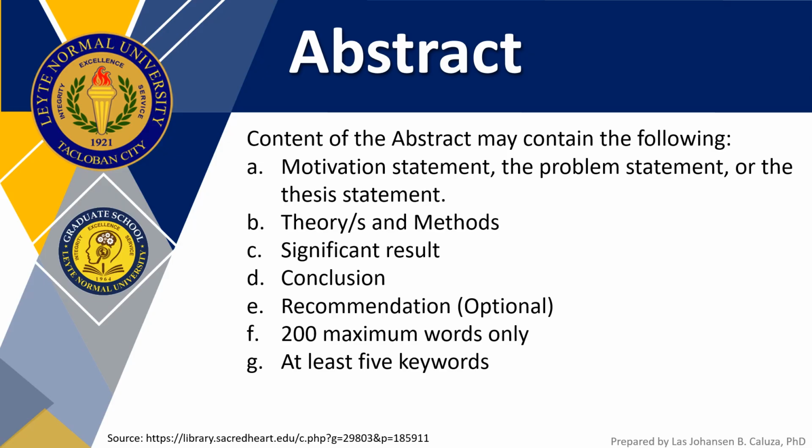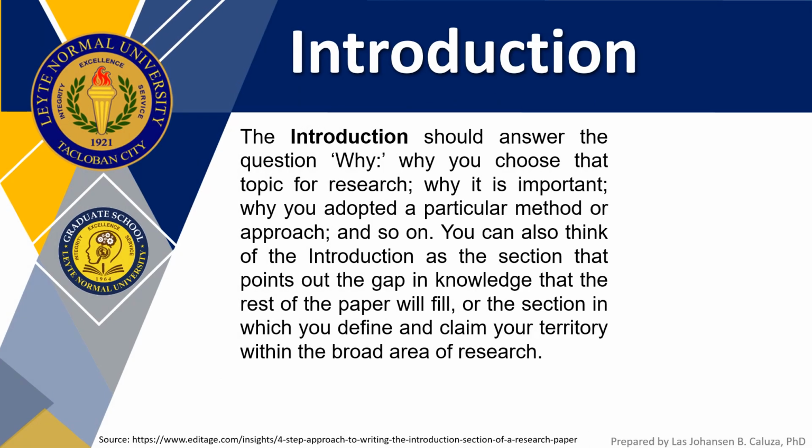You have to write in detail about the process that you performed in your research. Then highlight the significant results in relation to the problem or thesis statement or the motivation that you mentioned in the first few sentences. And finally, you have to write the conclusion. Recommendation is optional, and make sure that your abstract has only about 200 words maximum. Finally, identify at least 5 keywords describing your research. Do not mention those words that are already written in your title.